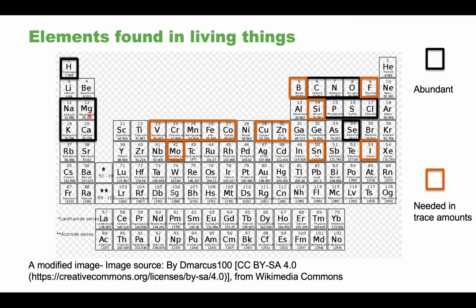So hydrogen, sodium, magnesium, calcium, potassium, carbon, nitrogen, oxygen, selenium, phosphorus, sulfate, and chlorine. The other ones that have an orange border are the ones that are needed in trace amounts in living things. But that does not mean that they are not required or not important. So elements like iodine, if you don't have iodine, you get really, really sick. Zinc is really important. All of these different ones that are shown within an orange border.